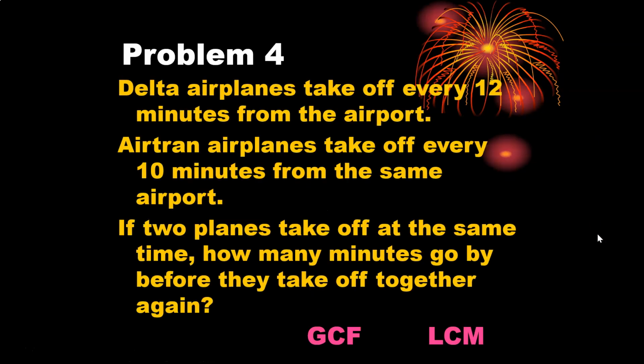Delta airplanes, you know Delta, the airline, take off every 12 minutes from the airport. AirTran airplanes take off every 10 minutes from the same airport. If the two planes take off exactly at the same time, how many minutes will go by before they take off together again? So think about this one. What type of problem is this? And if you answered multiples, so this is the least common multiple, then you'd be correct. This is describing events that occur over and over and over again. So we're listing multiples and we're trying to find out at what time they are both the same.